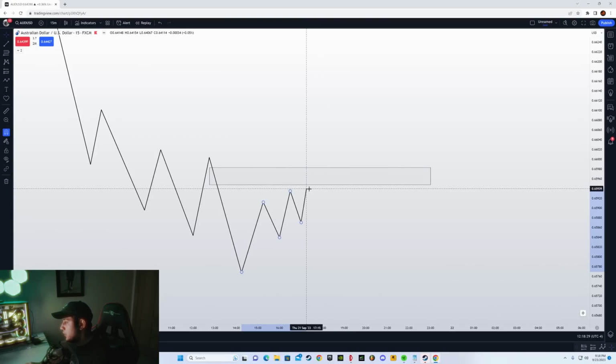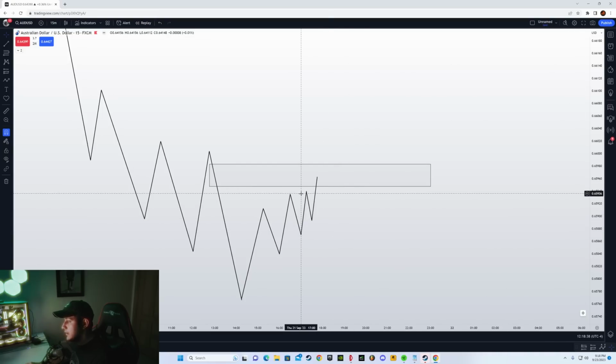If it doesn't go to the POI and then you have a pullback, right, then that works as well, because now this one becomes the first drive, this one becomes the second drive, and then you have the third drive. So how do you actually enter of this pattern?